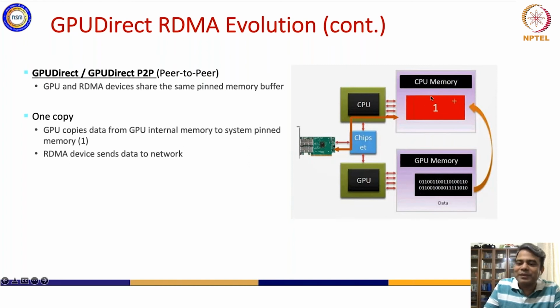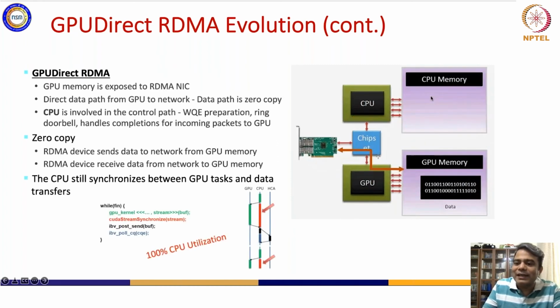We went one step ahead and said, if I have to exchange data from one GPU's memory to the other GPU's memory, why should I even copy it into the CPU memory? Why can't I have my network card directly access the GPU memory, and therefore save all the cycles of sending data from GPU memory to CPU memory? And this was also done.